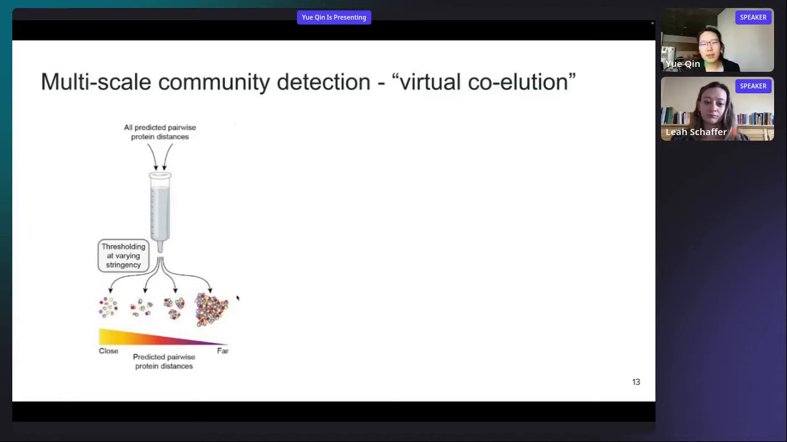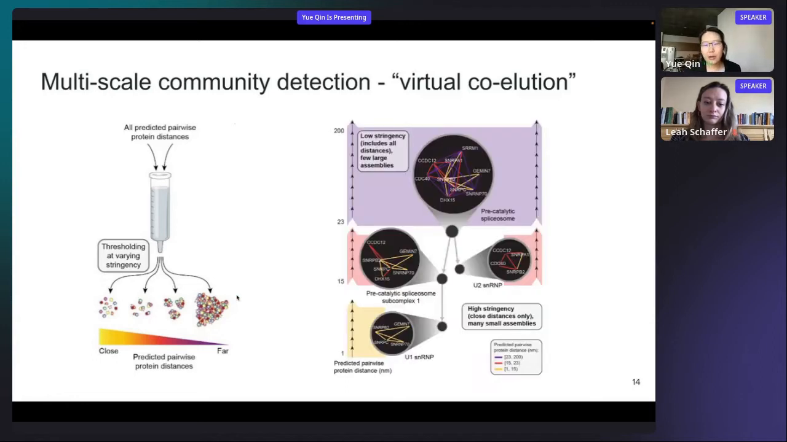And how this is done computationally is shown here on the right. You start from the bottom up, following the arrows. At the bottom, you are setting the stringency really high so that in the network, you only allow edges that represent really close protein distances to appear. So the connected protein communities you're able to find are those strongly connected ones, and they usually form really small protein complexes.